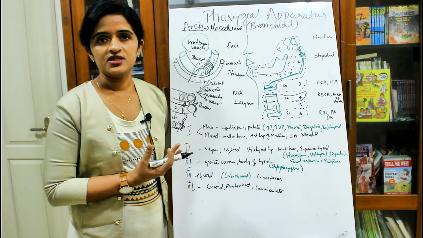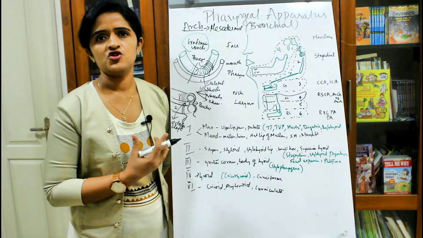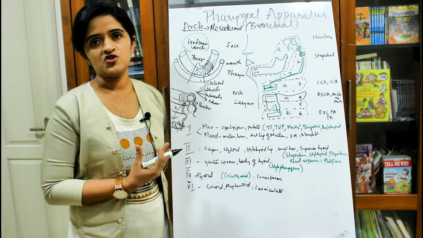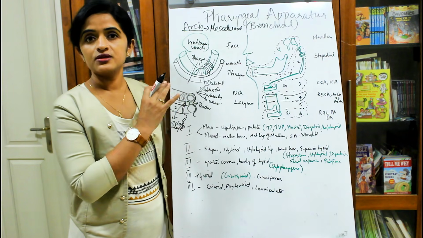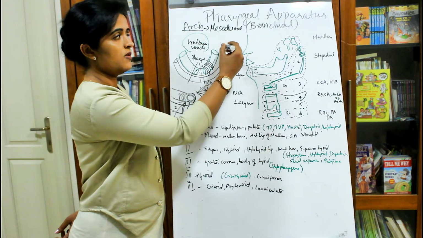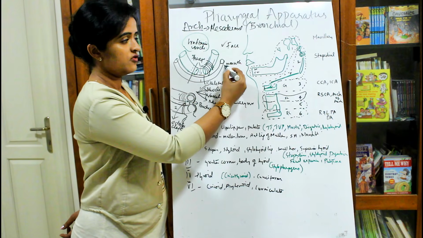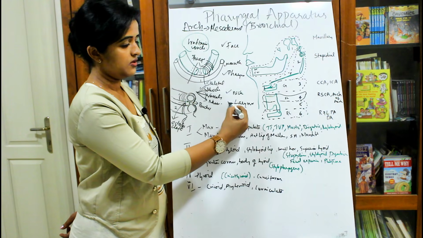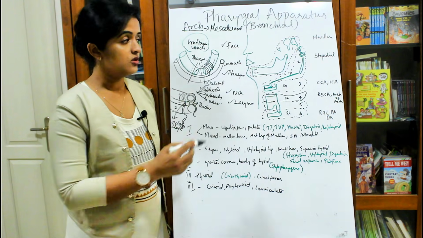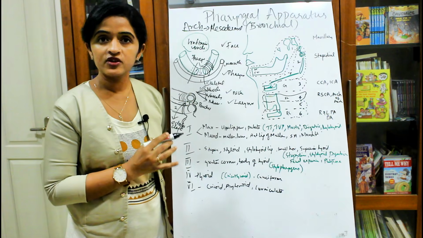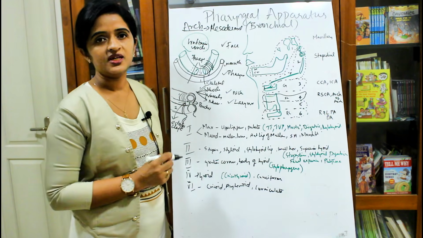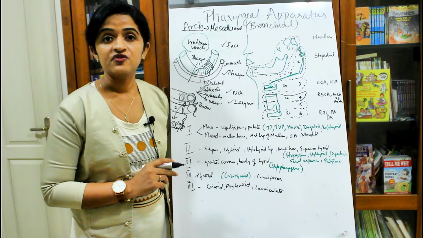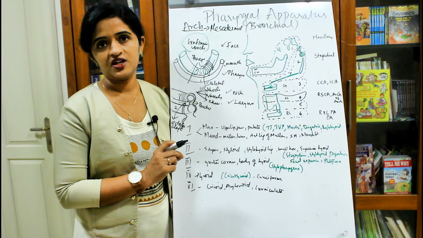So before moving on to the detail, why you need this pharyngeal apparatus, or what are the major structures derived from the pharyngeal apparatus? This apparatus is responsible for the formation of face, mouth, pharynx, neck, and also larynx. So these are the important regions of the body which are derived from the pharyngeal apparatus. So now we will be moving on to the derivatives of the pharyngeal arch.